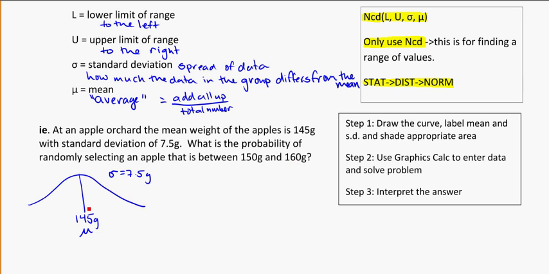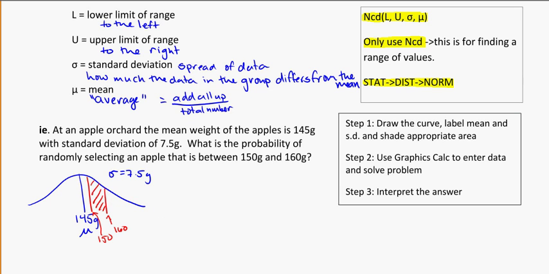The scale is usually done in a way that makes sense, where the bigger values are over here and smaller values are over here. So if I'm looking for something between 150 and 160, that's going to be above 145. So I can just approximate here to here, and say that that's from 150 to 160. And that's the area that I need to calculate, because I want to know how many apples fall into that range of the distribution.